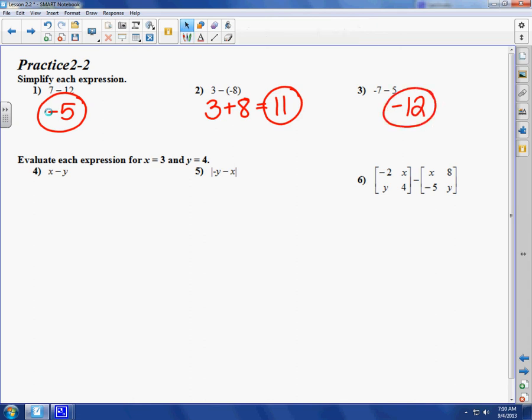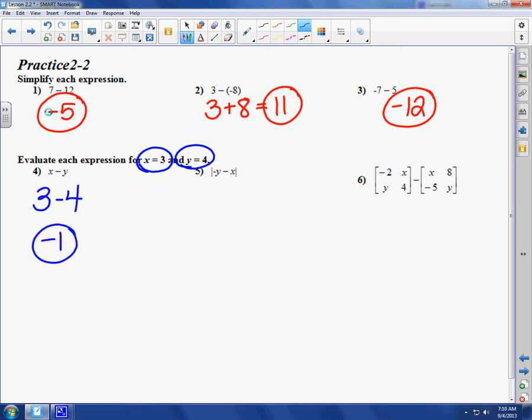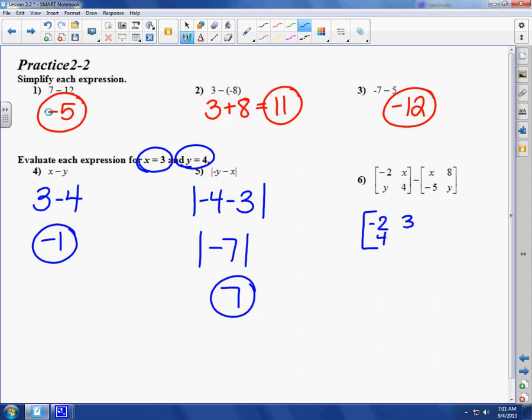Now, these ones are a little bit trickier because you're inputting x and y. So x is 3 and y is 4. 3 minus 4 is negative 1. The absolute value of negative 4 minus 3. So then I have the absolute value of negative 7, and the absolute value of negative 7 is positive 7. And then lastly, I have my matrix. So what I'm going to do is first fill it in with all the numbers. So x is 3 and y is 4.